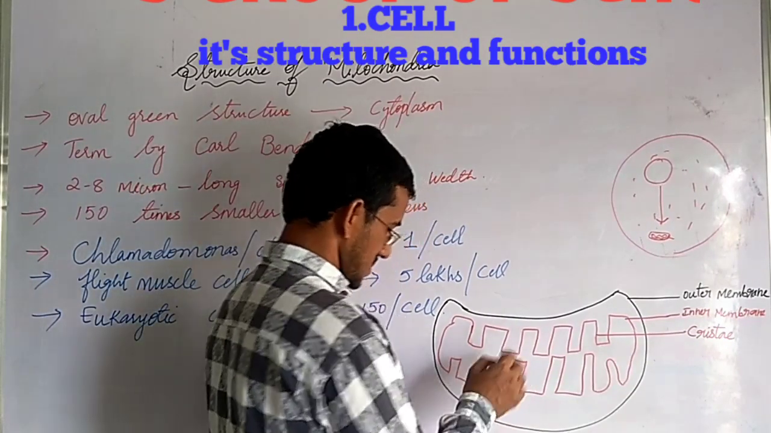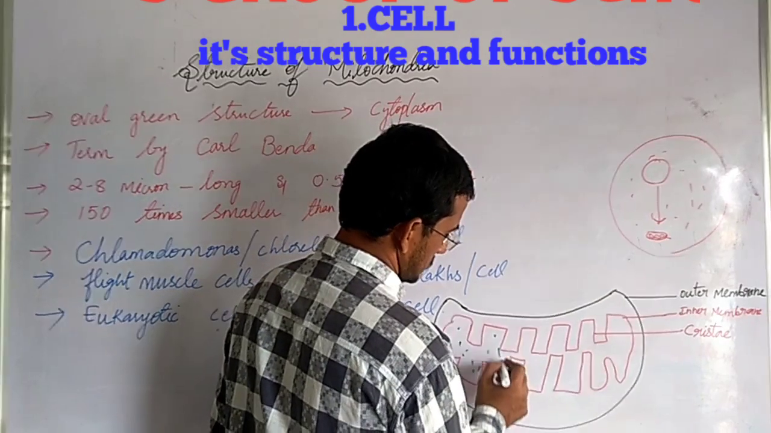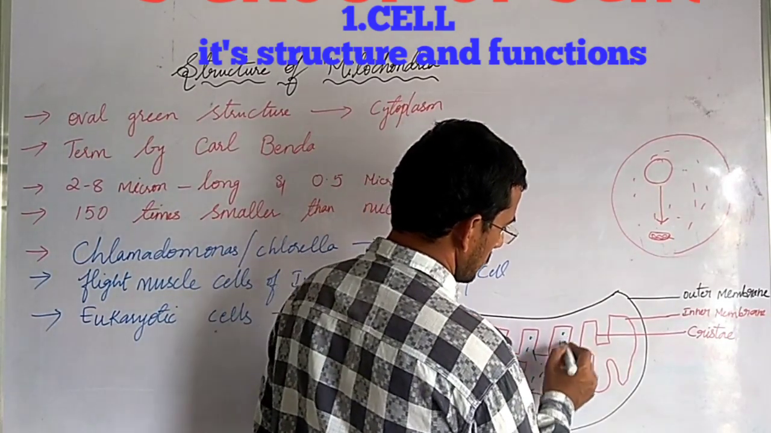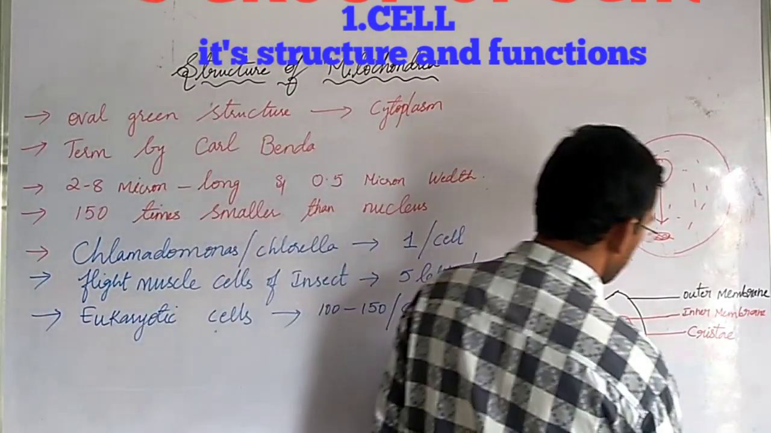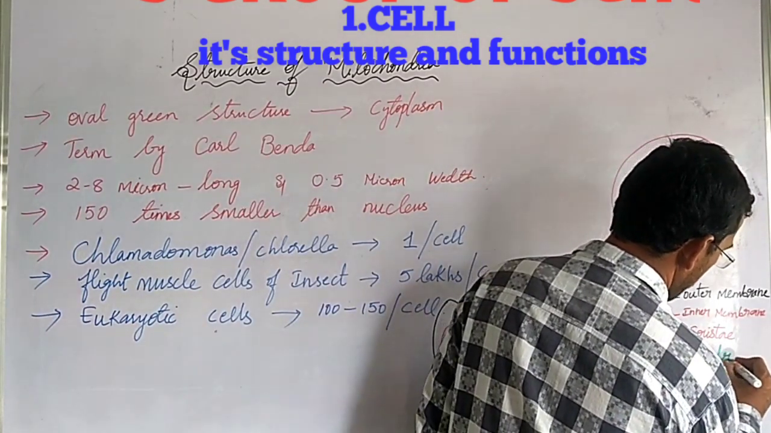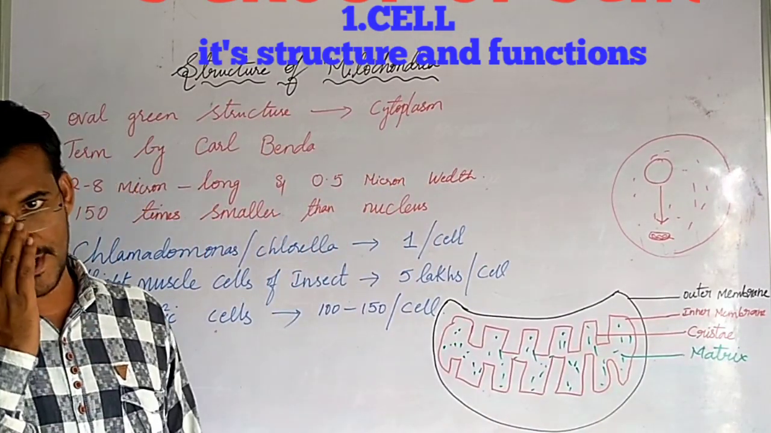And inside this cristae, matrix is present. So this is matrix. Matrix is present inside the mitochondria.